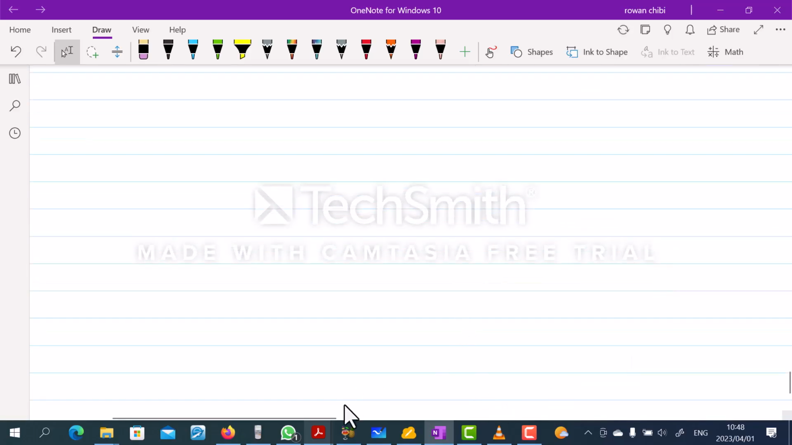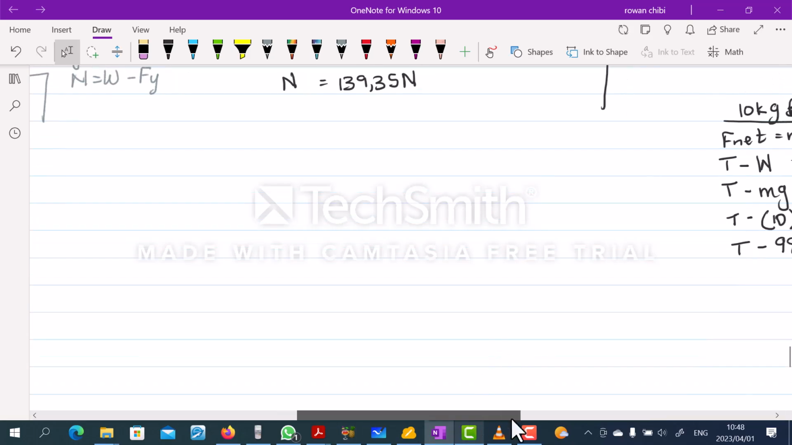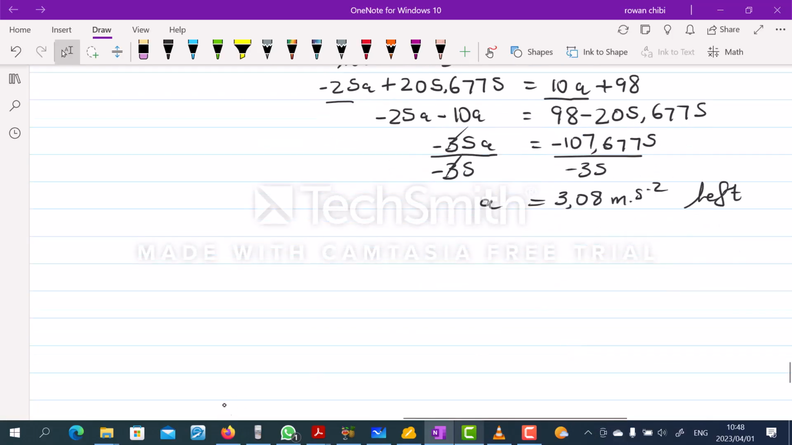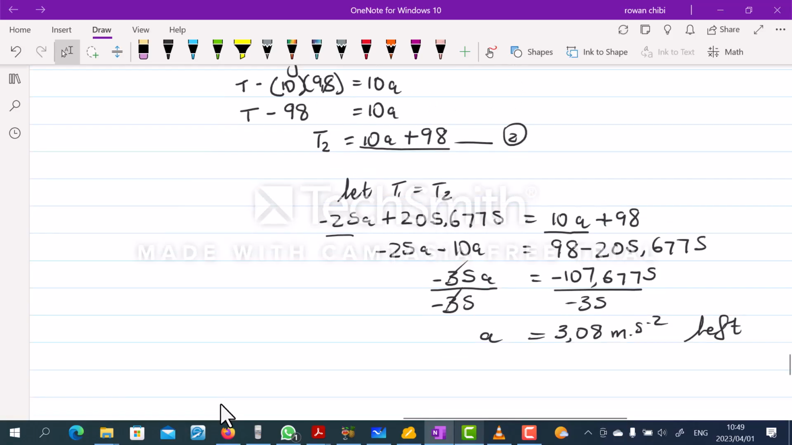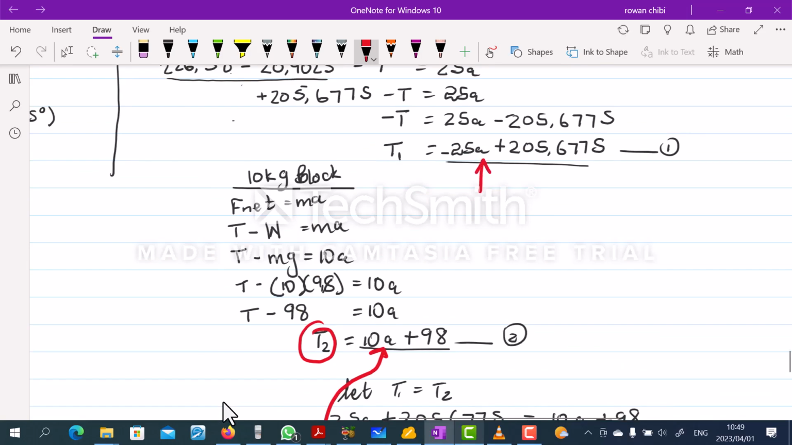But just for interest's sake, in case in the future they ask you the tension, this is the last step you have to do in order to find the tension. After you got your acceleration, if they ask you the tension, what you can do is just take this acceleration and substitute it there to find your tension. Or if you want, you can substitute it here. It's going to give you the same value for the tension.